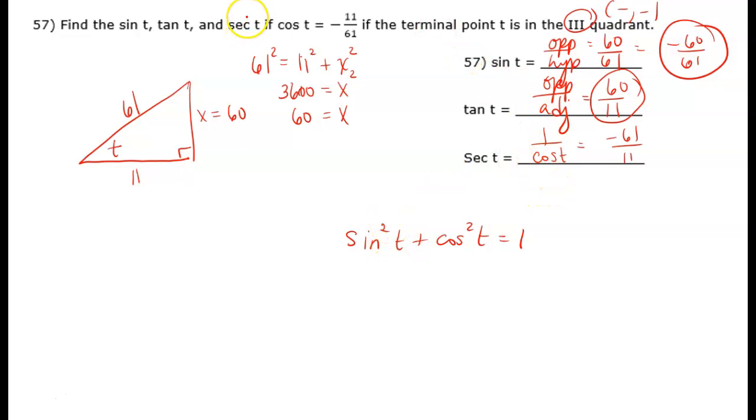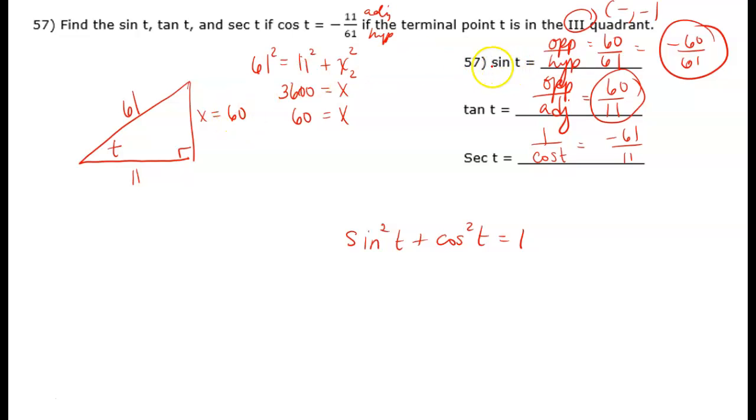If you do this with the triangles, you have to remember, you draw your right triangle. Cosine is adjacent over hypotenuse. So my adjacent side would be 11 and my hypotenuse would be 61. Set up the Pythagorean theorem, keeping in mind that 61 is your longest side, and solve for that, and you get x equals 60 for the missing side.